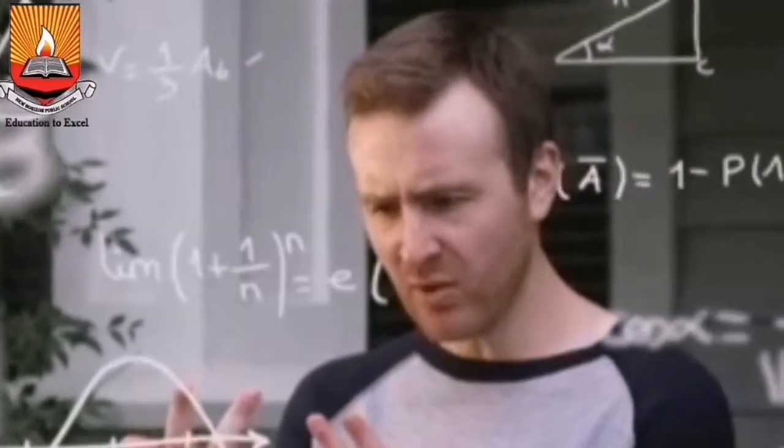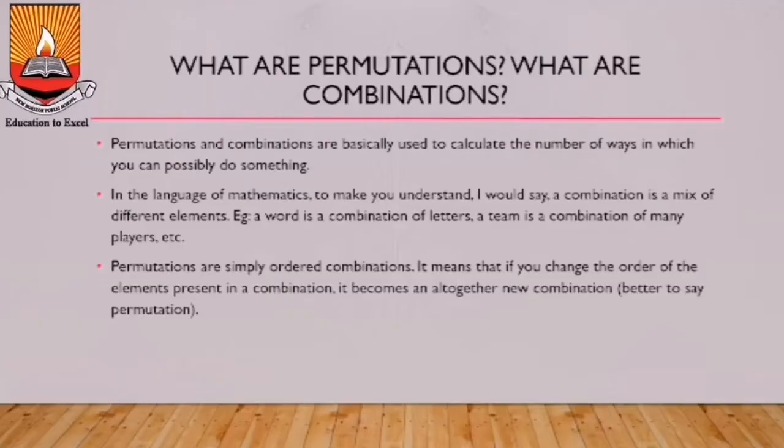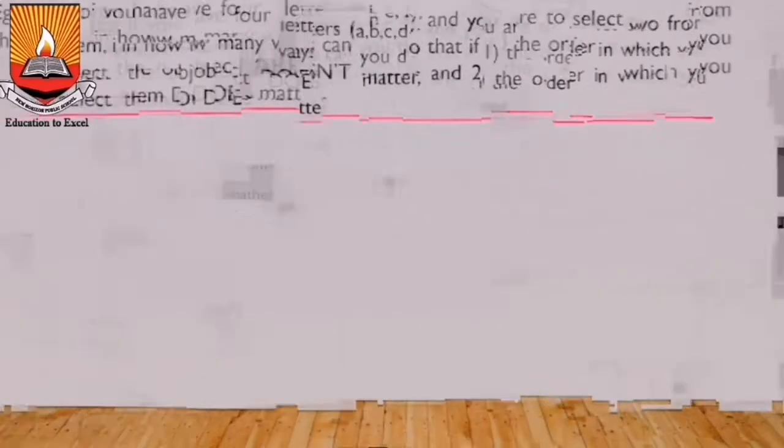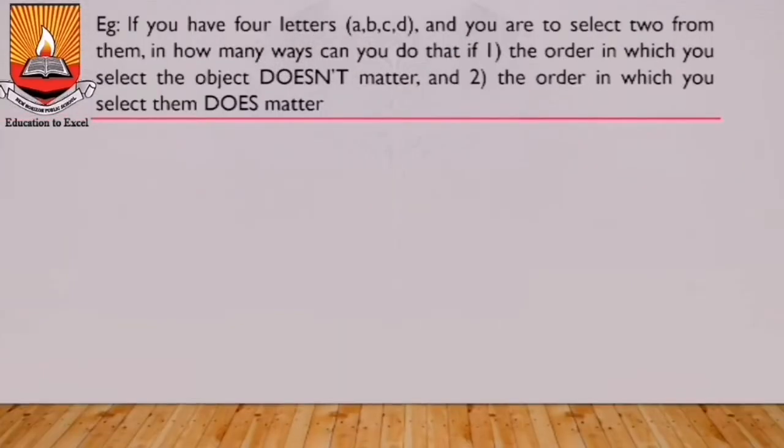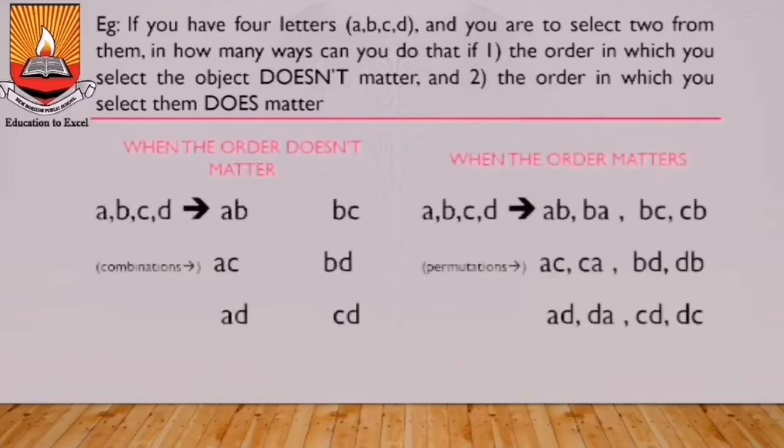Yes, it might be a bit confusing, but let's see an example, so don't worry. Okay, so I give you 4 letters A, B, C, D, and I tell you to select 2 from them. So how many ways can you do that? If the first condition is that the order in which you select the object or letter does not matter, and the second condition is that the order in which you select them does matter. So these are actually 2 different questions, but I just clubbed them so that you can understand better.